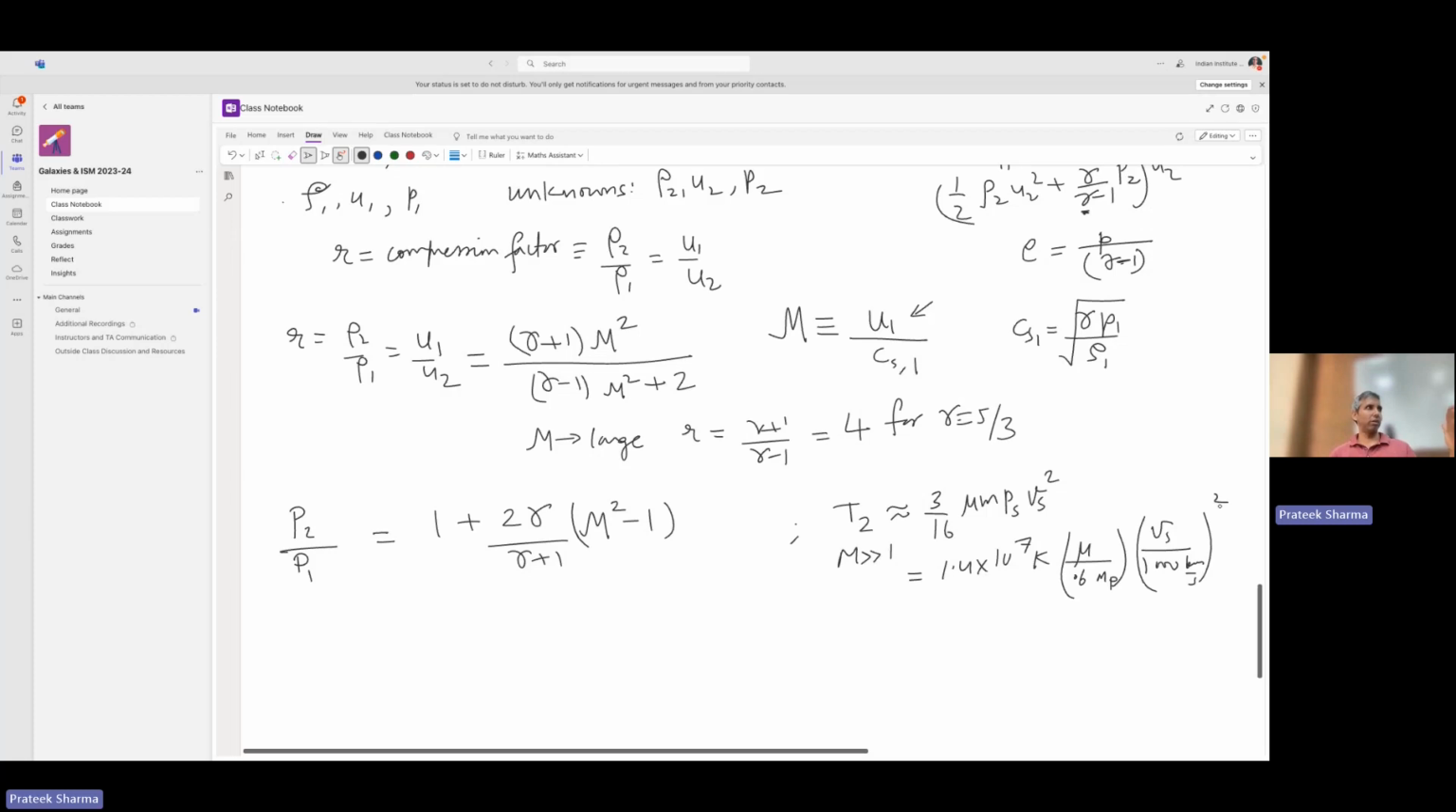So if you have a shock which is moving at 1,000 kilometer per second, like this 0.6 is the mean particle mass for typical ISM abundance. So if you have a shock moving at 1,000 kilometer per second, the post-shock temperature will be about 10 to the 7 Kelvin. Okay. So shocks can create a lot of hot gas. And that is how we think that the hot phase of the interstellar medium is created. The supernova shocks cross at thousands of kilometers per second, run through the ISM and create the hot phase. So this is about Rankine-Hugoniot or adiabatic or non-radiative shocks.